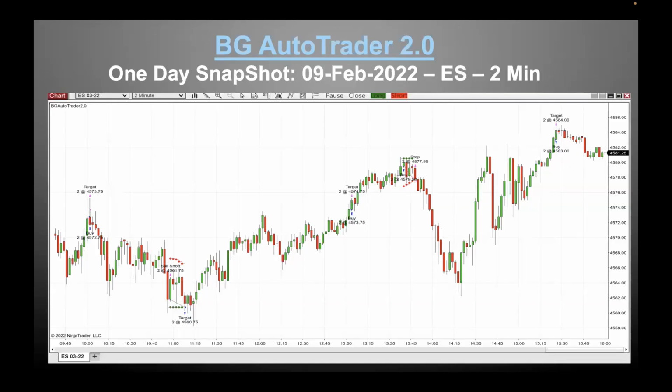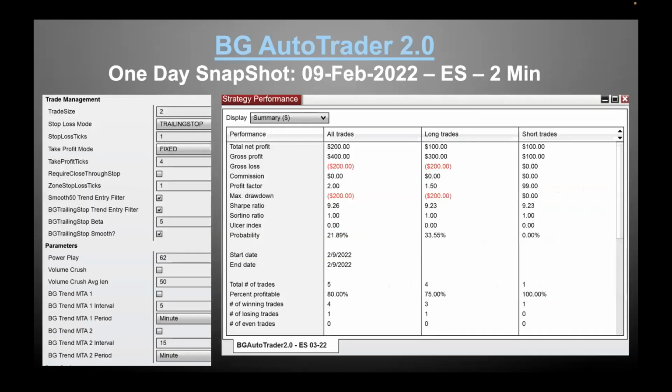So we've done some back testing obviously on this. Let's give you an example. This is February 9th in the ES. Let's see, what did this do? This was a gross profit of 400 and net profit of 200, right? And on this day, it only took 5 trades, right? So it was great.